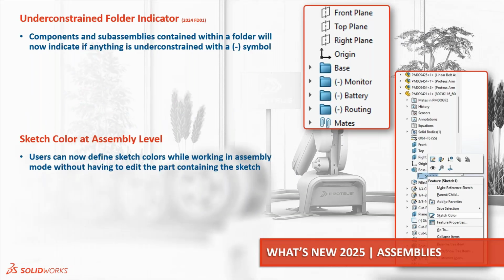Now in the FeatureManager tree, if we created any folder and the components are under constraint, it will show us the folder with a negative sign if it is under constraint. We can apply sketch color at the assembly level. Users can now define the sketch color while working in the assembly mode without having to edit the part containing the sketch.